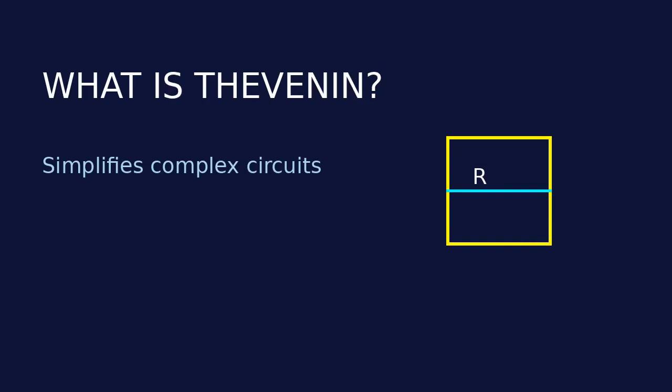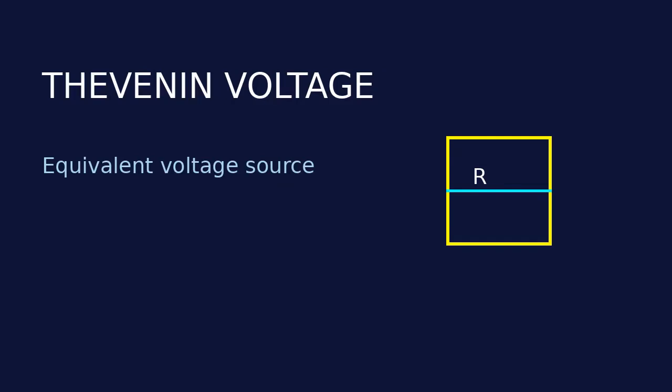Step by step, calculate VTH and RTH with two sources. Step 1. Identify the two terminals A and B where you will connect the load. If there is no load, these are the points where you need the equivalent.